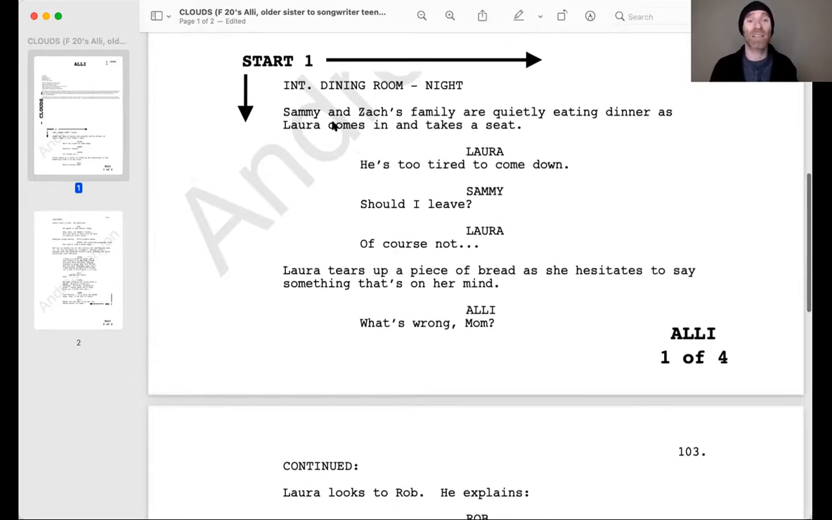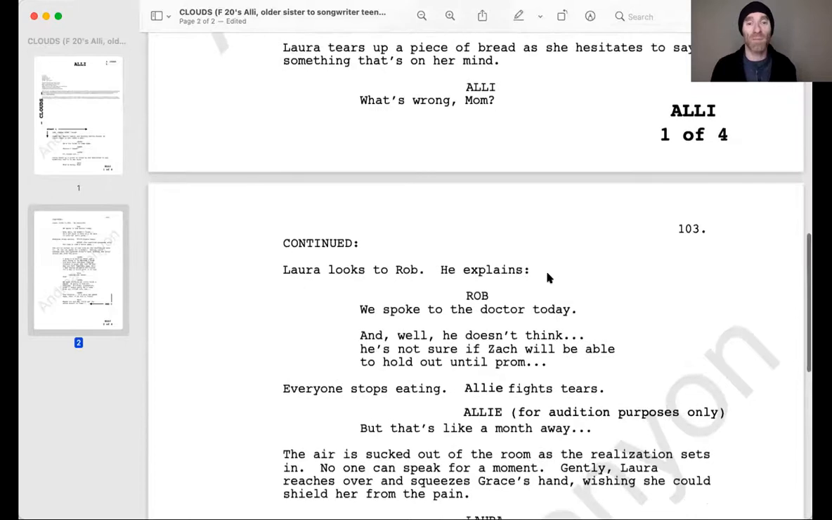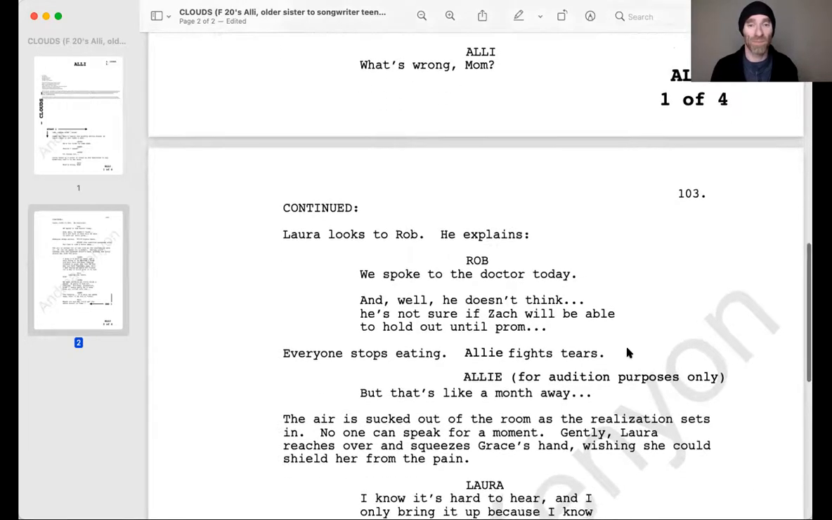Sammy and Zach's family are quietly eating dinner as Laura comes in and takes a seat. He's too tired to come down. Should I leave? Of course not. Laura tears up a piece of bread as she hesitates to say something that's on her mind. What's wrong, Mom? Laura looks at Rob. He explains. We spoke to the doctor today, and well, he's not sure if Zach will be able to hold on until the prom. Everyone stops eating. Alli fights tears.